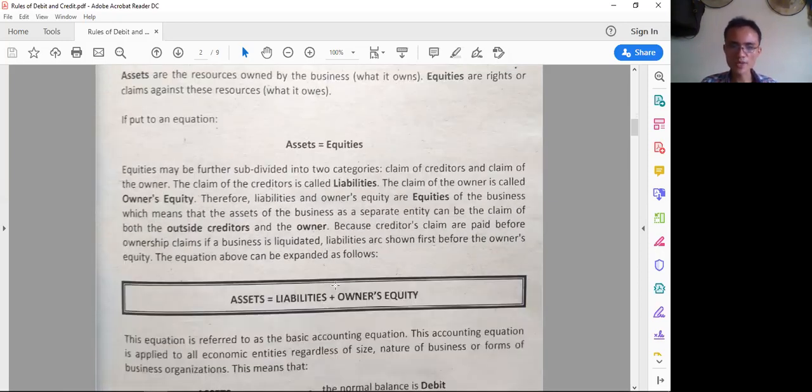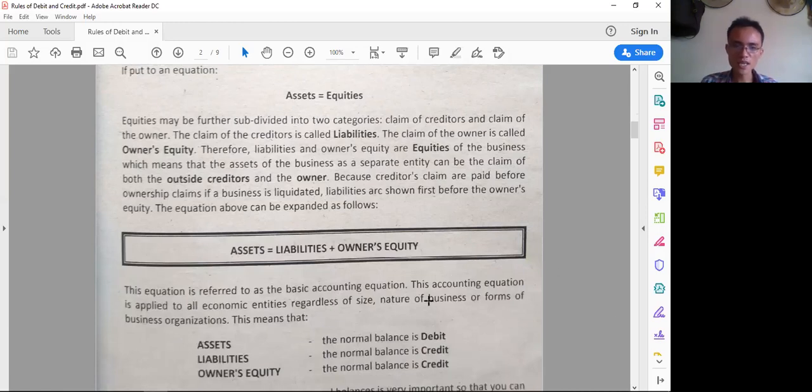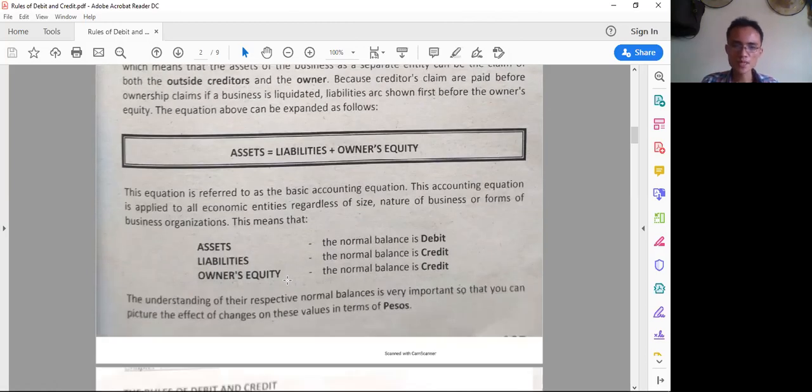That is the reason why we have this equation. You call this the basic accounting equation. It's called basic because it is the very first equation we will know from the start of our accounting journey, as we go into practice. It's always our anchoring formula or equation. That's why it is also being discussed here, the normal balances.